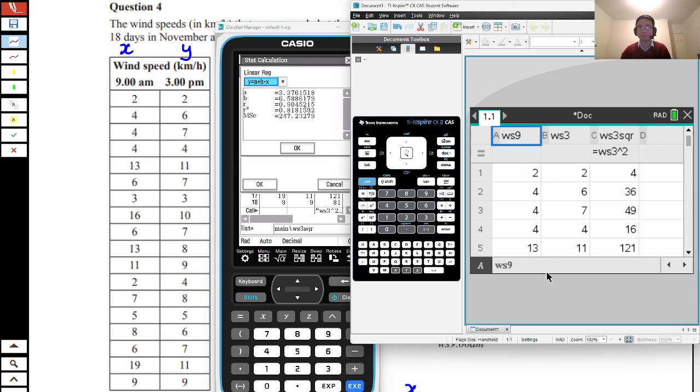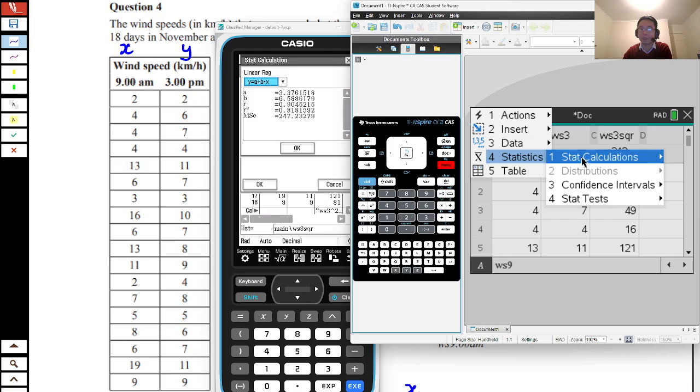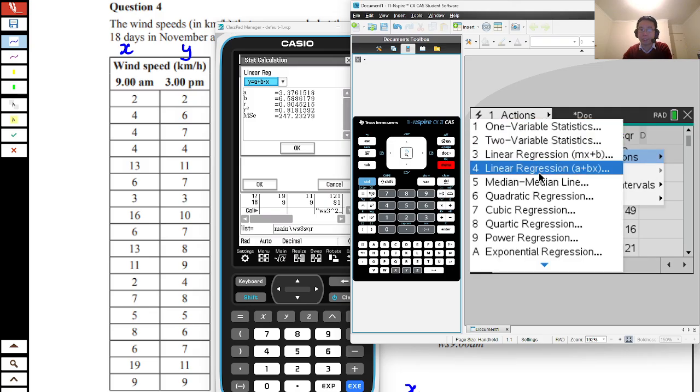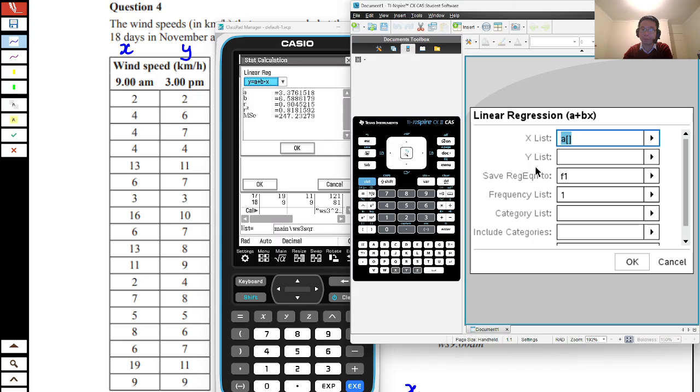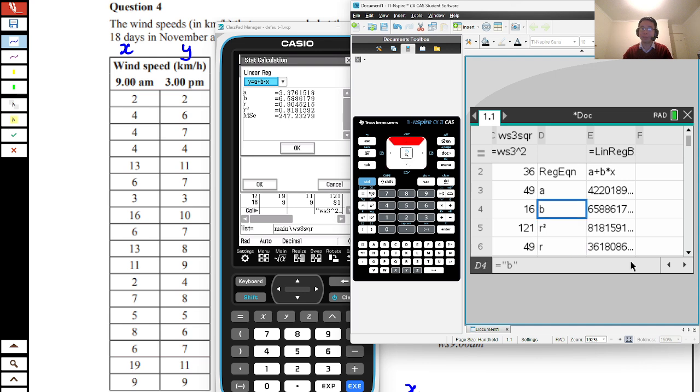On the TI, menu, statistics, stat calculations, linear regression, a plus bx, which is option number 4. And I called the x variable ws9 and the y squared variable ws3sqr. Press OK. And because my calculator is in exact mode, I need to hover my cursor over the cell and read the value off the bottom row here. So same values.